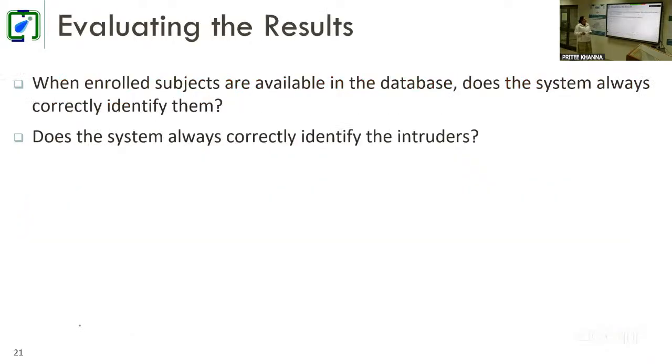Now our question comes: our system is ready for work, users are being enrolled in the database, and now my task is to find out whether my system is identifying those users or not. And not only should it identify those enrolled users correctly, it should also reject those who are not enrolled.